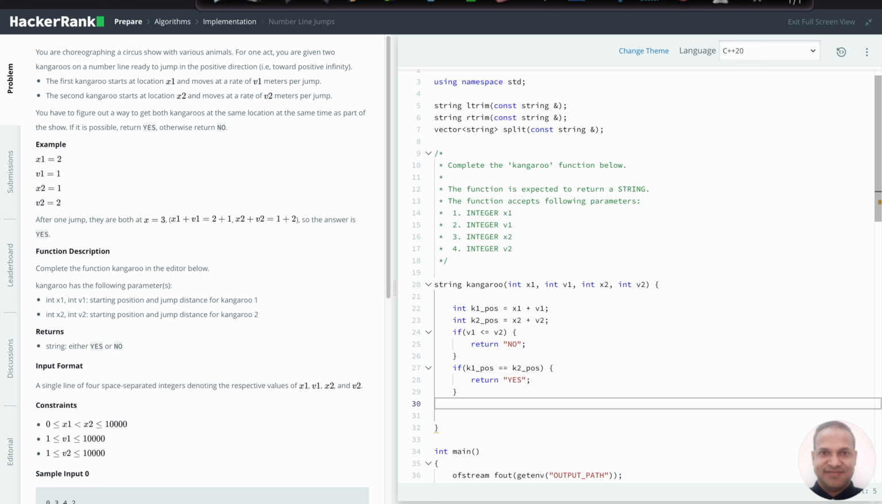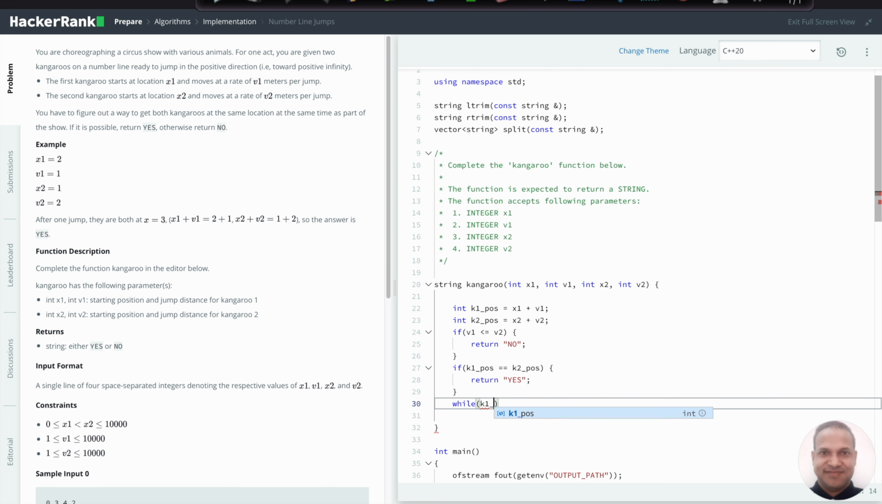Otherwise, what do we have to do? Now v1 is greater than v2. At this point of time v1 is greater than v2, so we have to run a loop. We have to check until the first kangaroo crosses the second kangaroo. Up to that point of time we have to continue. Then what should be the condition?